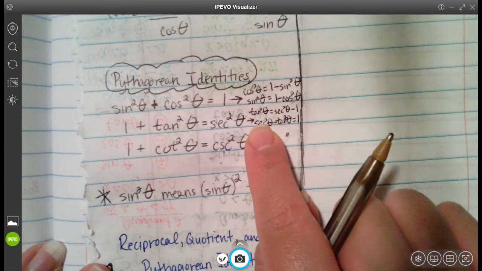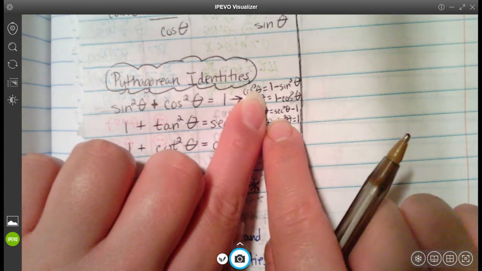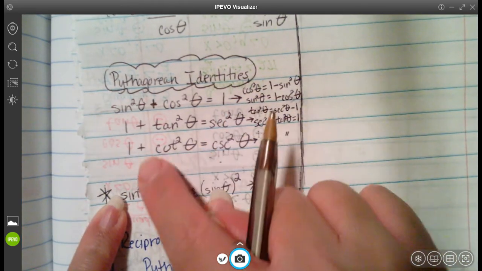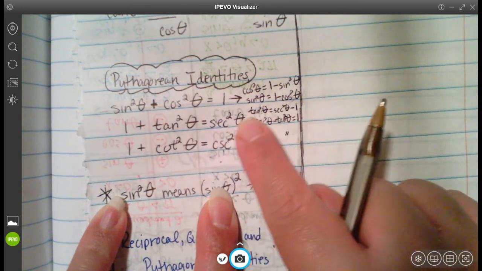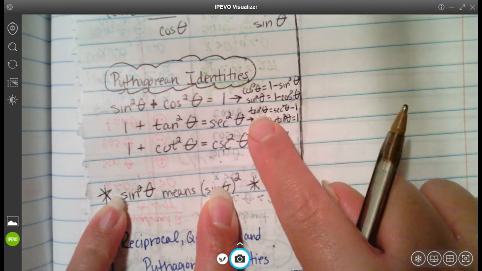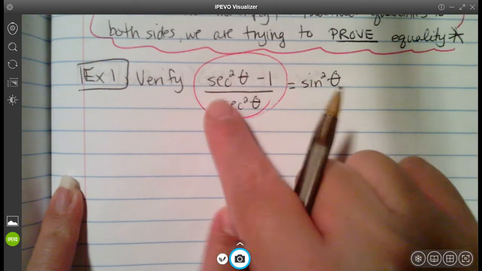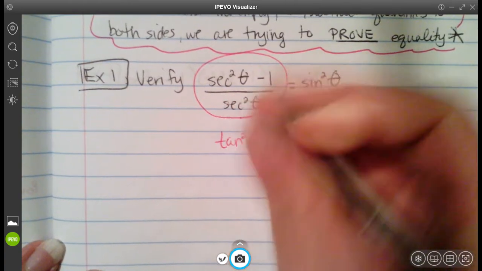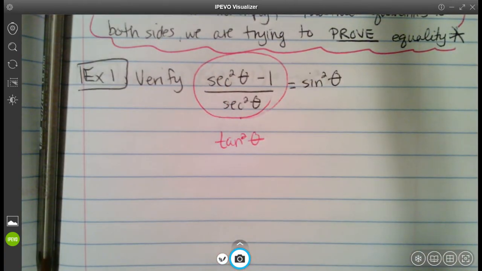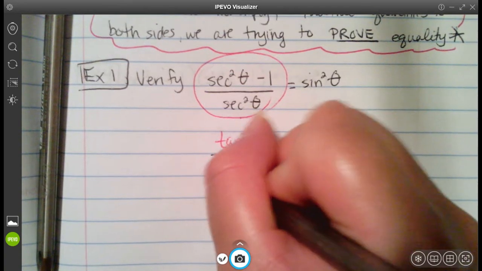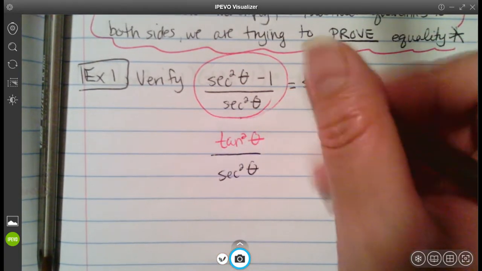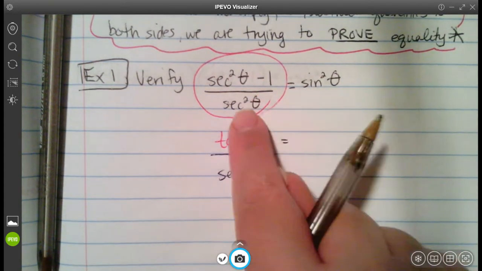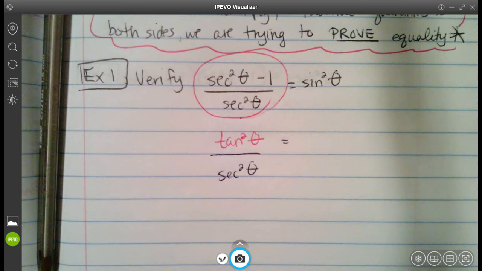I also put some little notes here that if I have secant squared theta minus 1, basically if you move this 1 over to the other side, that's equal to tangent squared theta. So I can replace this top part right here with tangent squared theta, and that's the first thing I'm going to do. I'm just going to copy everything else. I'm only going to work with the left side, and I'll bring the right side down at the end because we're trying to prove that this is equal to that. So how is that going to help me?